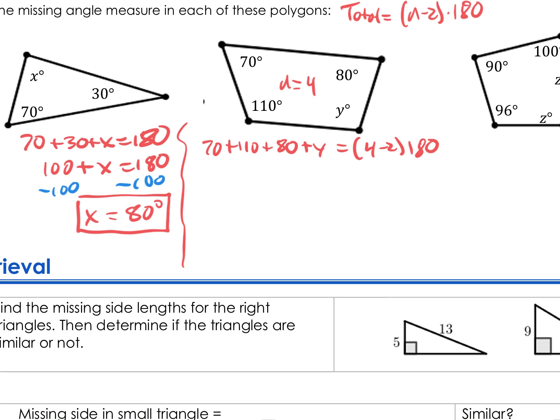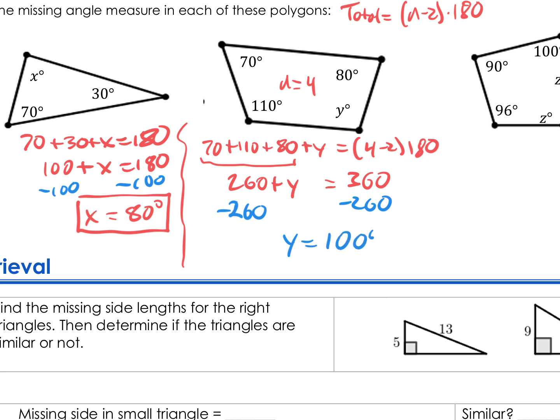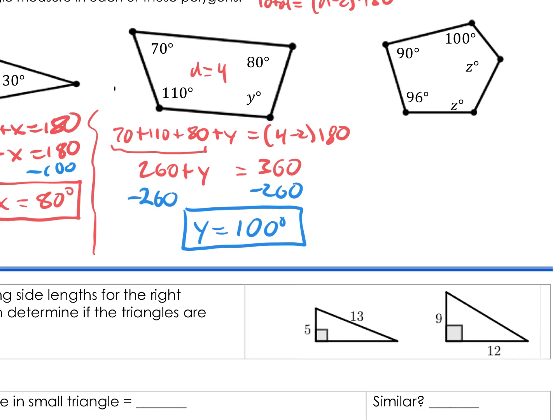All right, let's use our algebra to solve this. Well, this is 110 plus 70, which is 180, plus 80 is 260. 260 plus y. Now this is 4 minus 2, which is 2. 2 times 180 is 360. So that's going to be 360. Let's subtract 260 from both sides, and we have our answer. Y is 100 degrees. Okay? That's all there is to it.